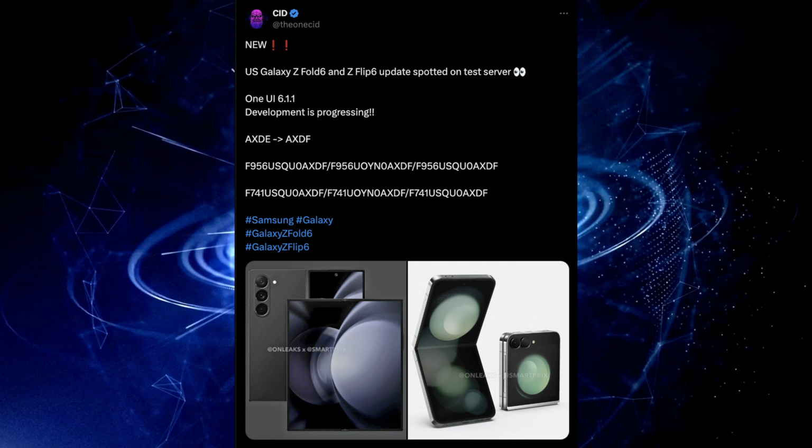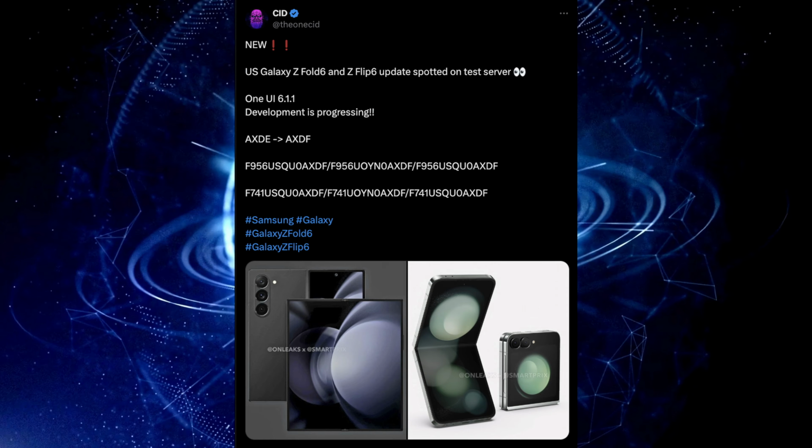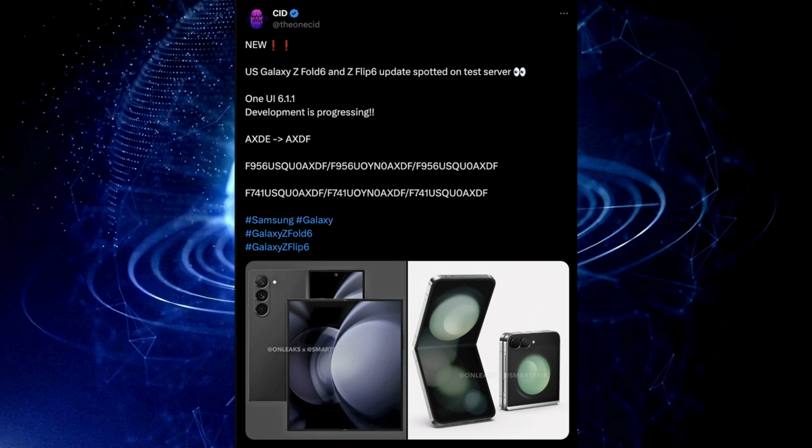Next up is the test server process. The Galaxy Z Fold 6 and Flip 6 are showing up on there for One UI 6.1.1, showing that they are testing those devices with that software, meaning that it's coming out for sure very, very soon. Again, it should be the July timeframe. Should be announced and released in July.